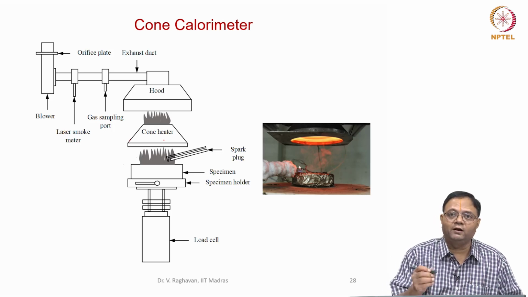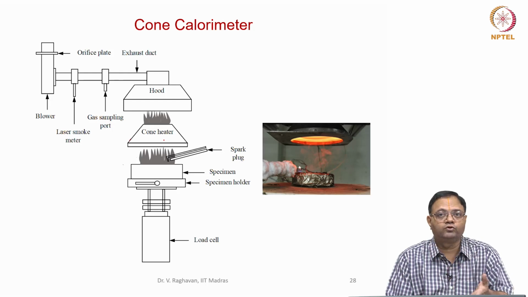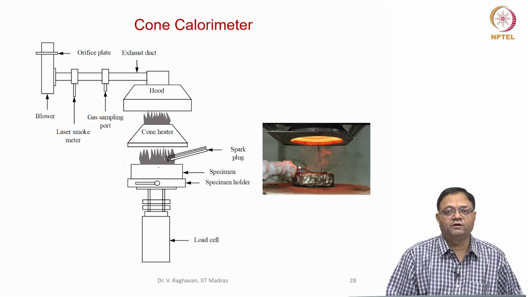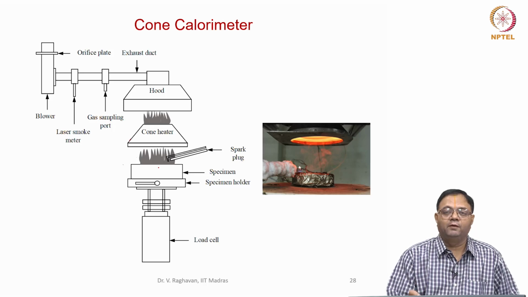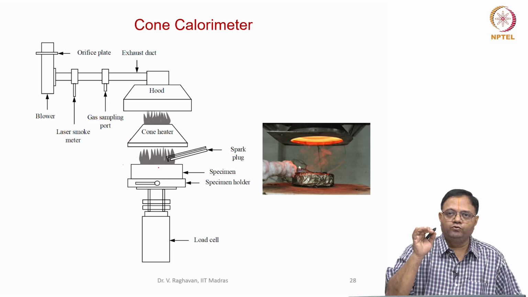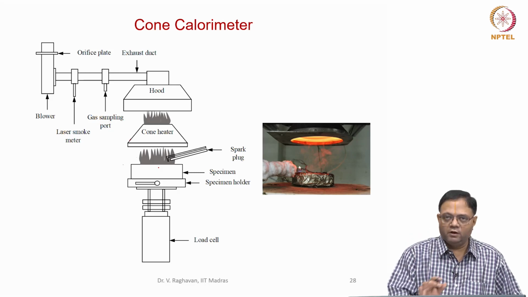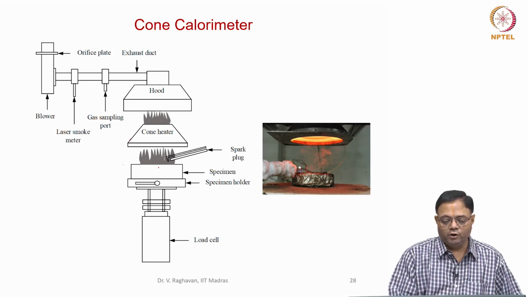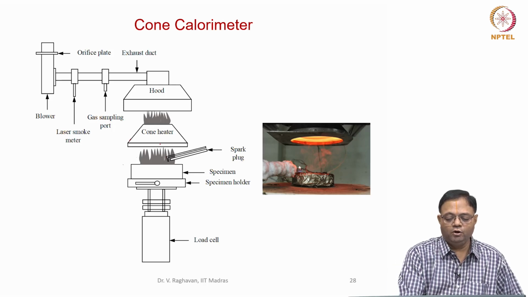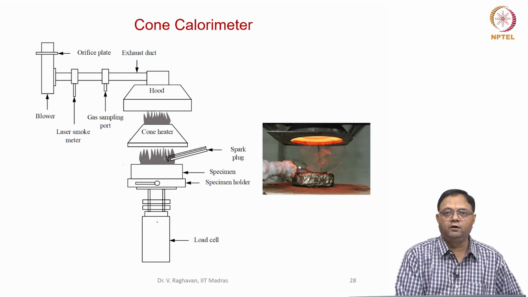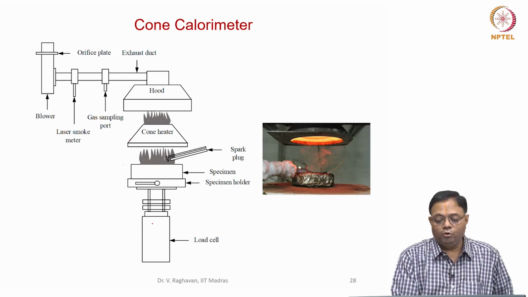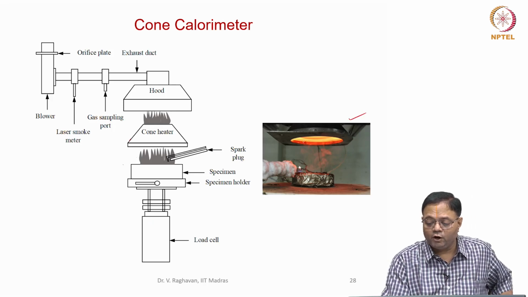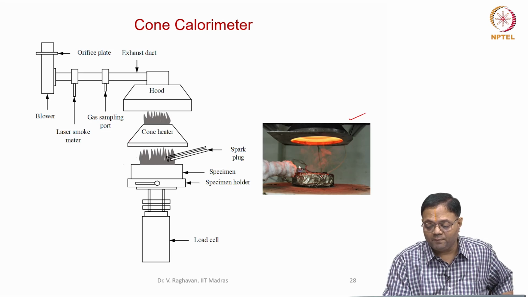Whatever rate you want, you can adjust the current flow through the cone heater so that you get the required heat flux at the specimen point. You can calibrate it and know, from the exact current circulation, how much heat flux you impart to the material. You can also adjust the distance between the cone heater and the specimen bed or specimen table. This is the photograph on the right hand side, where you have the red hot cone and the sample is kept in this.